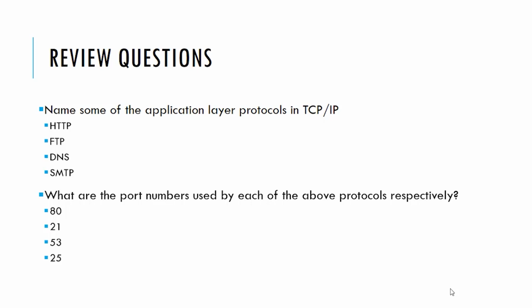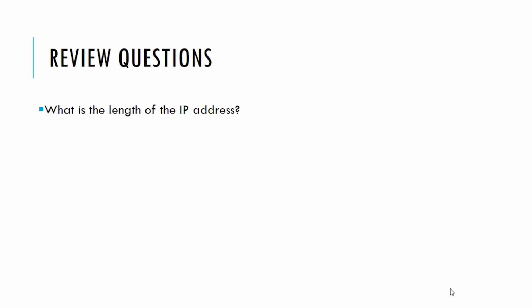HTTP transfers text, images, and hypertext. FTP transfers files. DNS transfers domain name queries and replies to resolve between IP addresses and domain names. SMTP is for the exchange of emails between the mail servers, and between the mail servers and email clients.